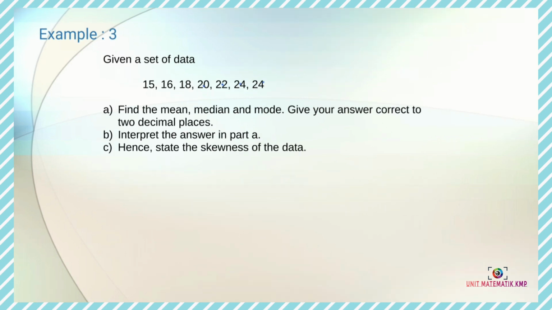Next, we move to the example 3. Given a set of data, now we have the data, the number of data here is odd numbers, that is 7. The question is still the same. First, we have to find the mean, median, and mode. And also, we have to answer correct to 2 decimal places.